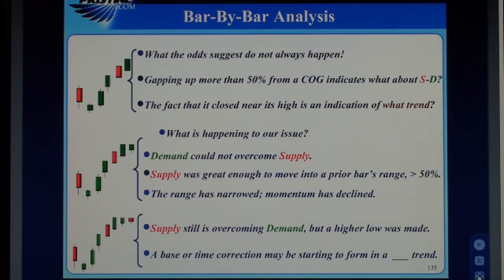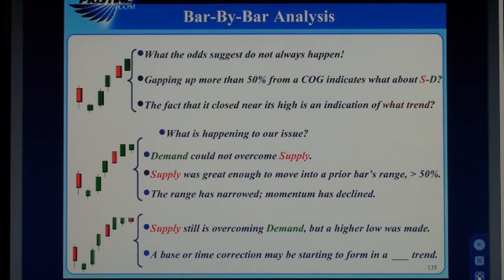As you can see, what the odds suggest doesn't always happen. So while that red bar was suggesting some type of correction, either through time or price, we see it actually gapped up more than 50% from that bearish changing of the guard. That indicates that demand is strong and overcoming supply. The fact that it closed near its high is an indication of strong demand and a bullish trend.